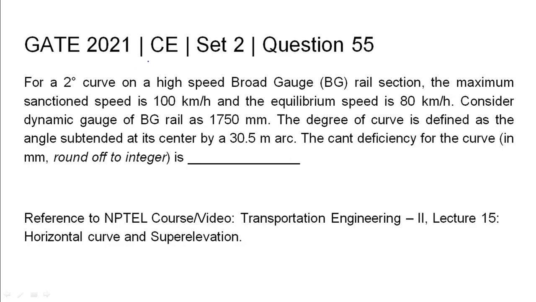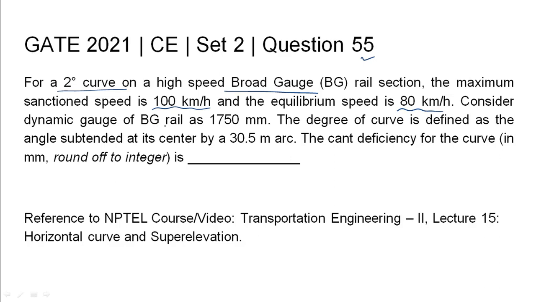GATE 2021 Civil Engineering Set 2 Question 55. For a 2-degree curve on a high-speed broad gauge rail section, the maximum sanctioned speed is given as 100 km per hour and the equilibrium speed is given as 80 km per hour.